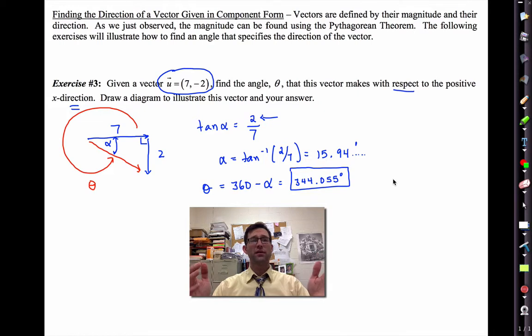Every time you're given a two-dimensional vector in its component parts, you can draw a picture of the vector. You can use the inverse tangent to find a, if you will, reference angle. And then you can use that reference angle with some very easy geometry to figure out the direction angle with respect to due east. All right. I'm going to clear out this text before we go on to the last problem.